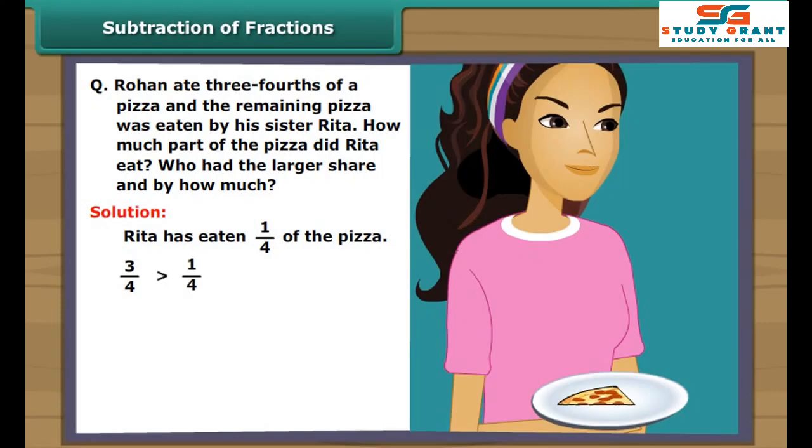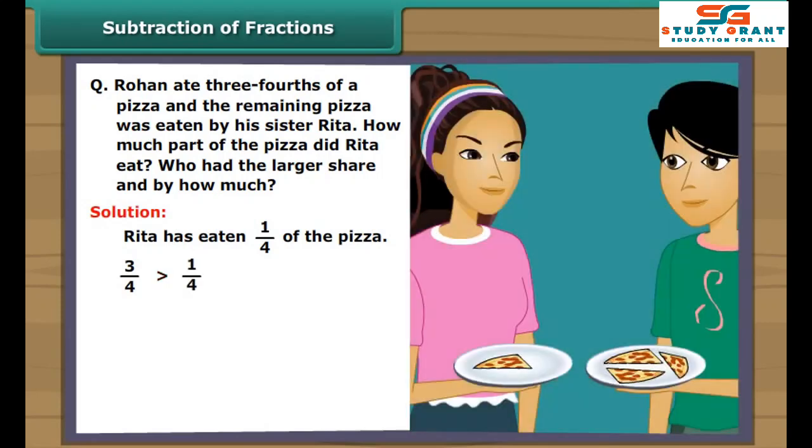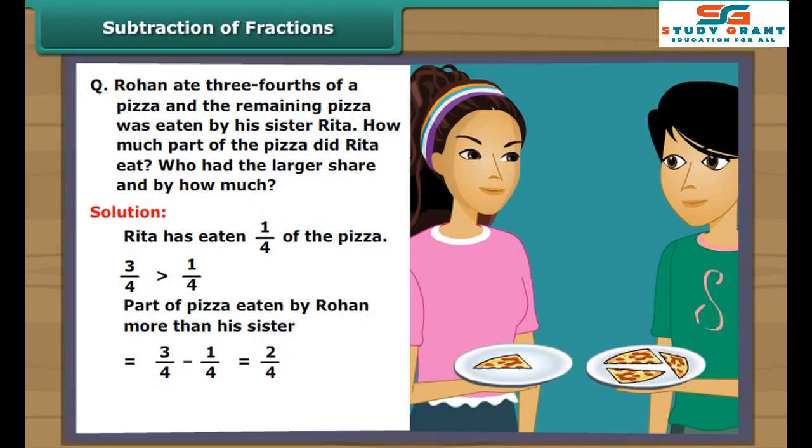Comparing 3/4 and 1/4, we find that 3/4 is greater than 1/4. Thus, Rohan has larger share of pizza than Rita. On subtracting 1/4 from 3/4, we get half. Thus, Rohan ate half of the pizza more than his sister.